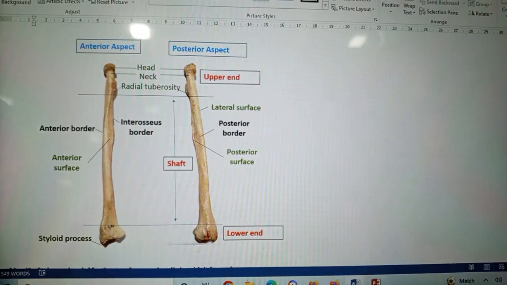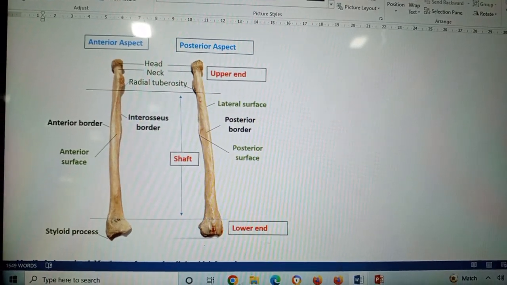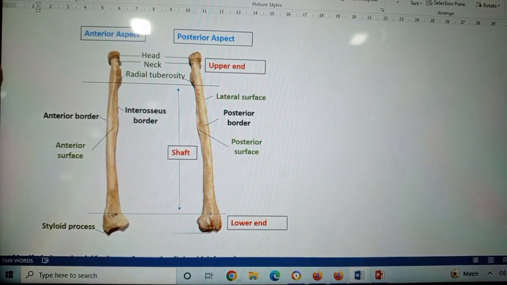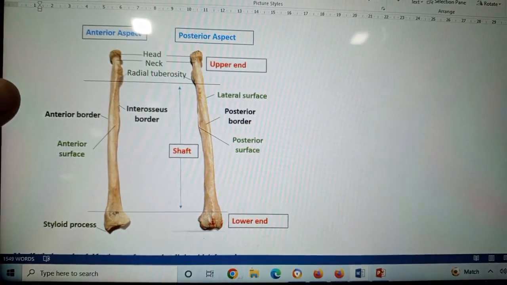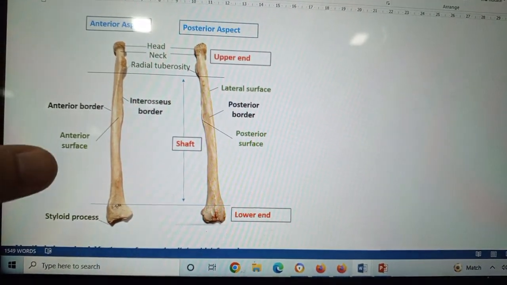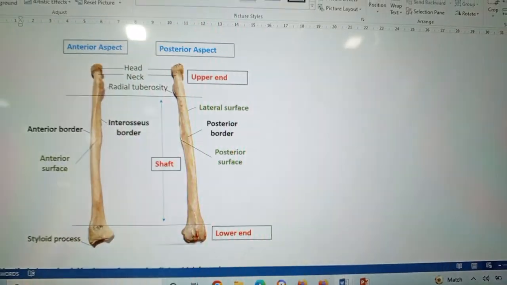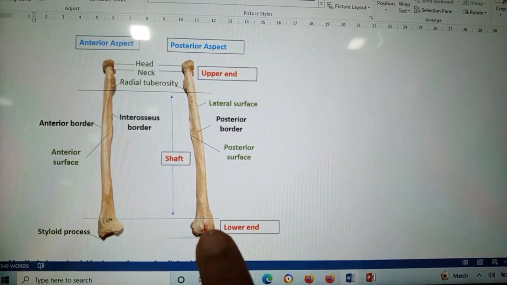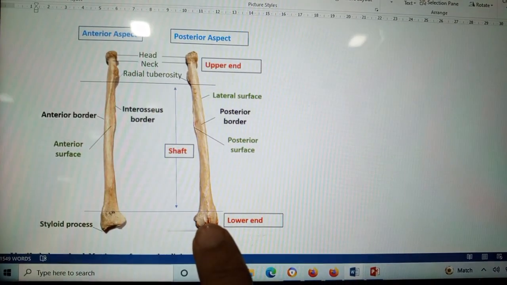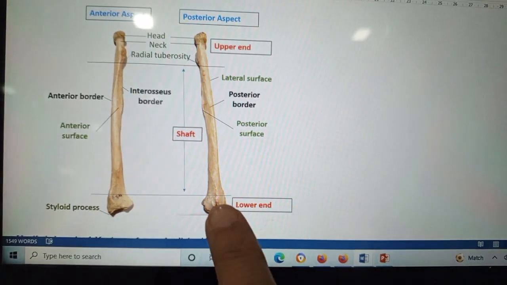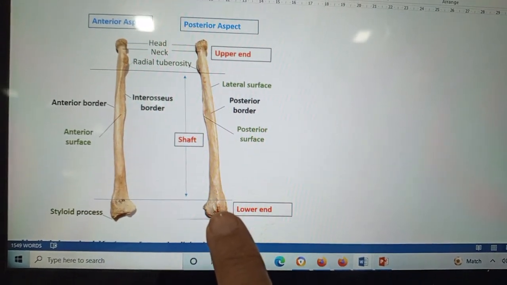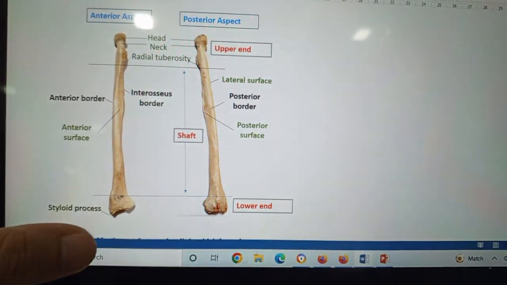Okay, this is the anterior border in which you can see the radial head, neck and radial tuberosity, and this is the interosseous border. This is the anterior border, and this is the distal tubercle or Lister tubercle or tubercle of Lister. Okay, both names are same. This is the styloid process.